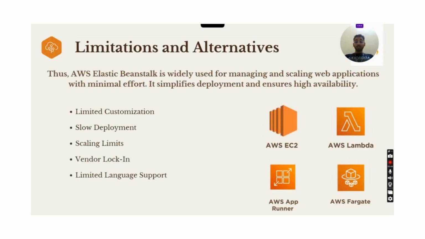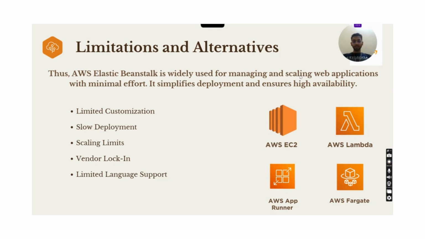But Elastic Beanstalk isn't perfect. It has some limitations too. To name a few, it has limited customization. It provides less control over infrastructure. Complex apps may face longer deployment times. Its scaling is also limited compared to EC2. Then it has a strong dependency on the AWS ecosystem, and it also supports only certain programming languages.